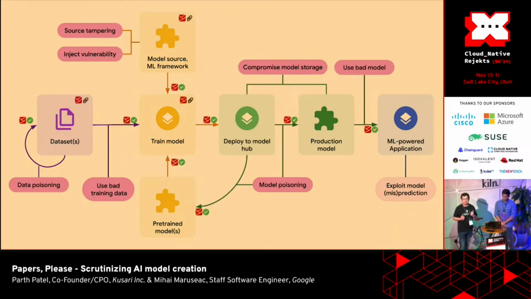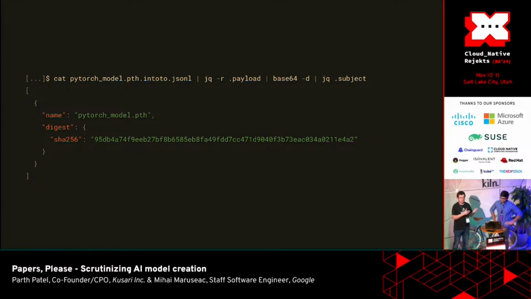And for that, we can go to the next step from traditional supply chain security. We can use SLSA. SLSA attestations can record information about all the inputs that come into the build process, information about the build process itself, and information about the output. And we can look at some SLSA statement.